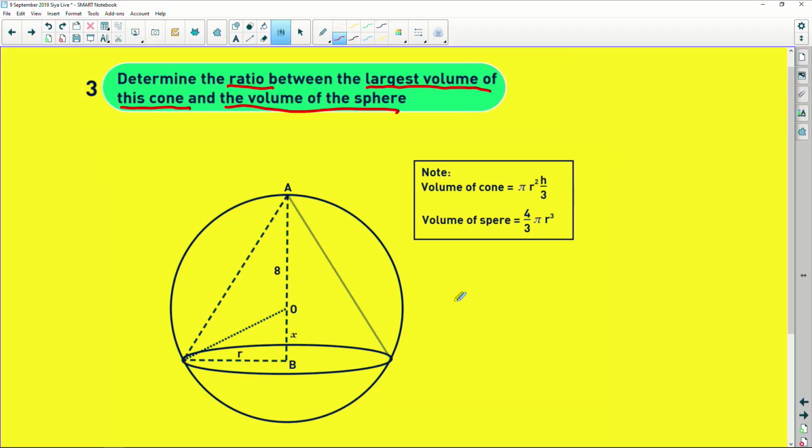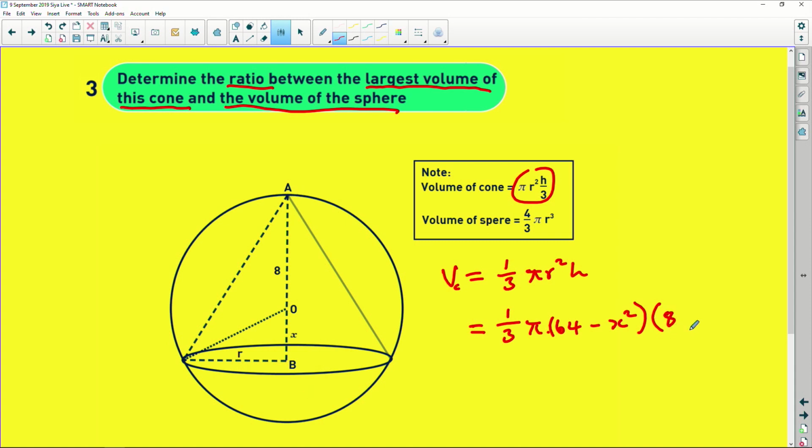Now this will then be the volume of the cone, so I will say VC there, is given by 1 over 3 pi r squared h. So it's the same as what I have there, I just wrote it in a different way. And this will be equal to 1 over 3 pi multiplied by r squared. We just indicated it to be 64 minus x squared. And then multiplied by the h. Remember h is AB. So AB is 8 plus x. Because AB is this part plus that part there.